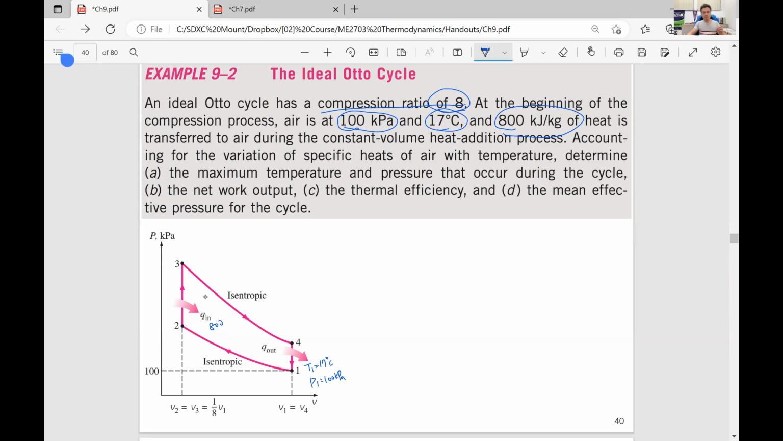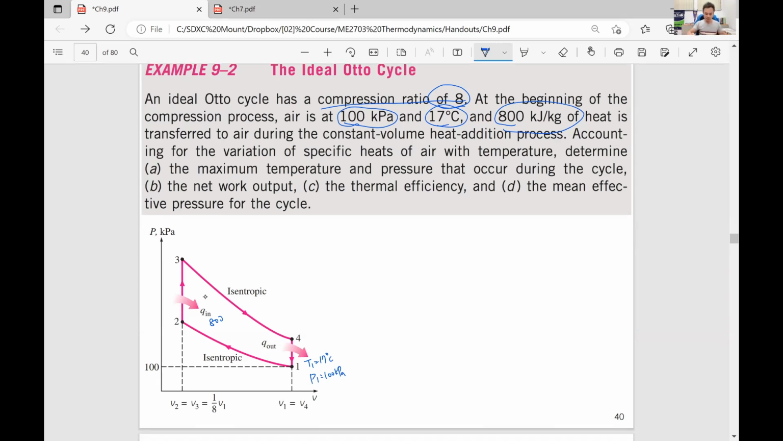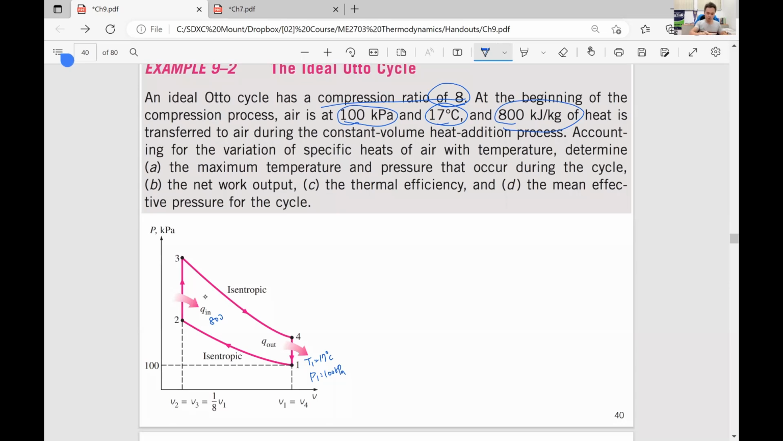Now let's look at the pressure and temperature for state 2, state 3, and state 4. Of course, you need to know process 1 to 2 is isentropic compression. 2 to 3 is constant volume heat addition. 3 to 4 is isentropic expansion. 4 to 1 is constant volume heat rejection. Of course, you need to know that.